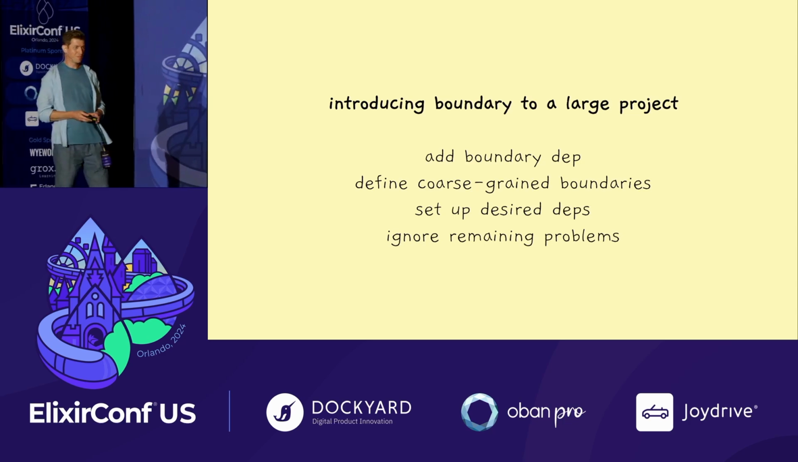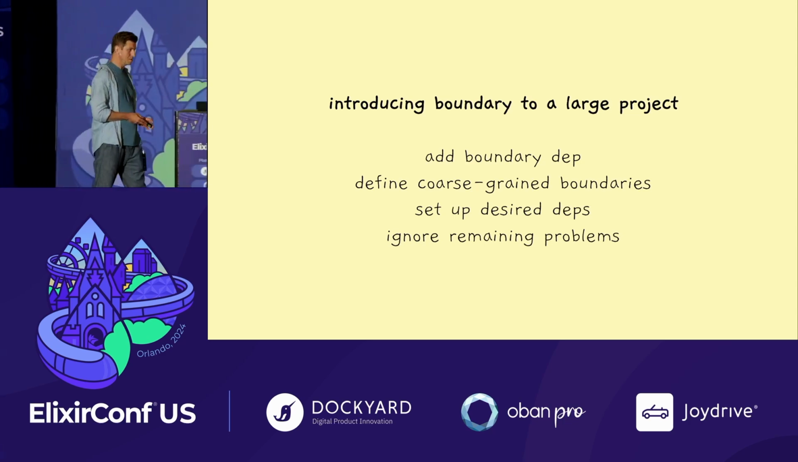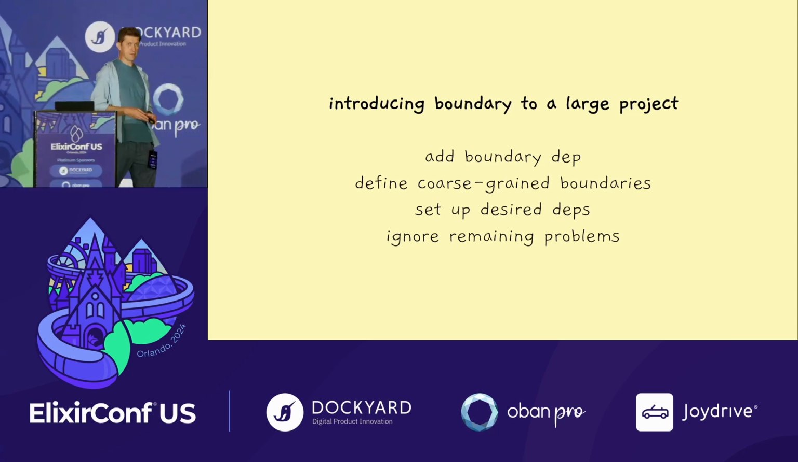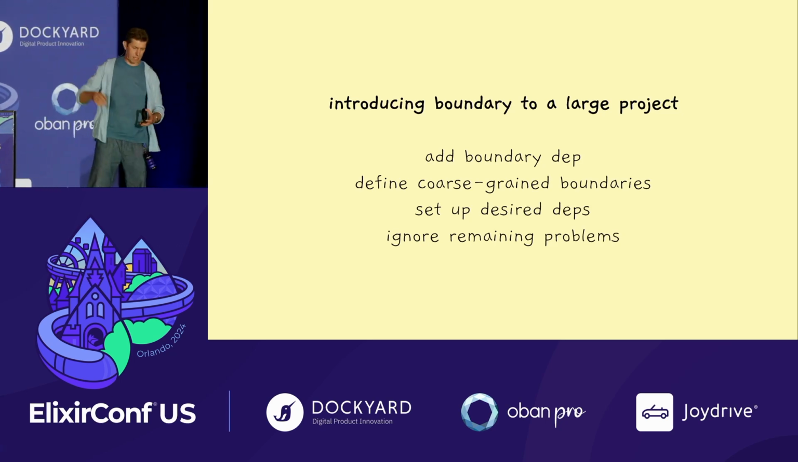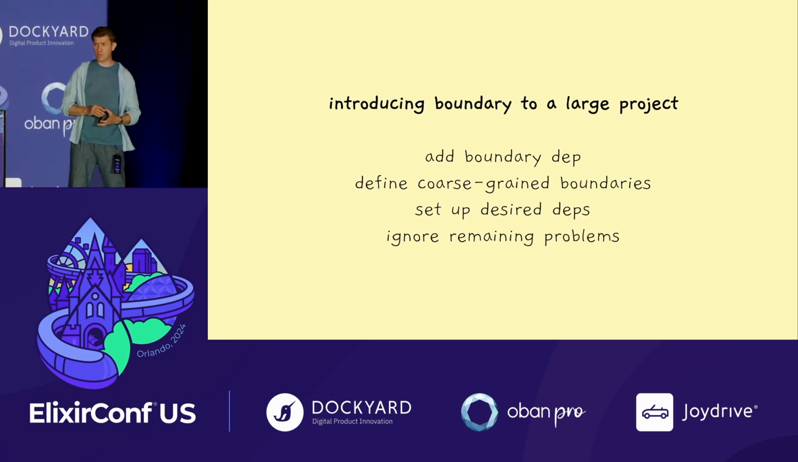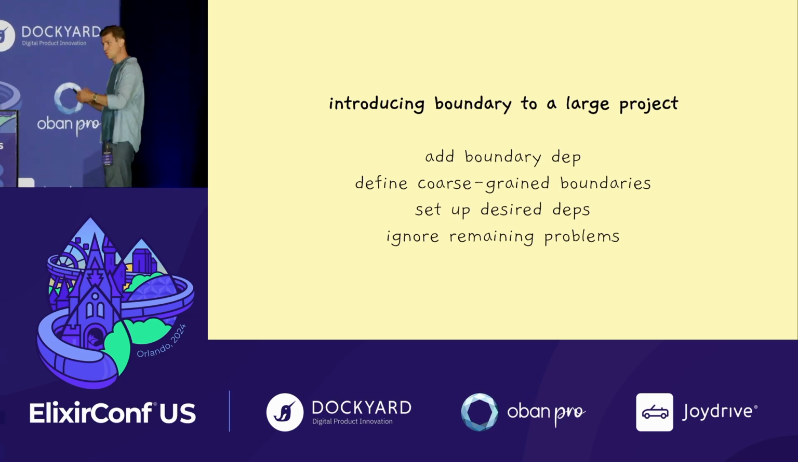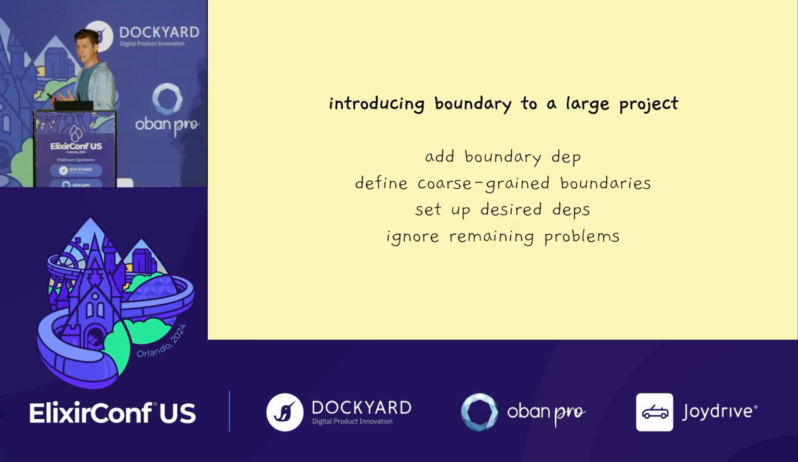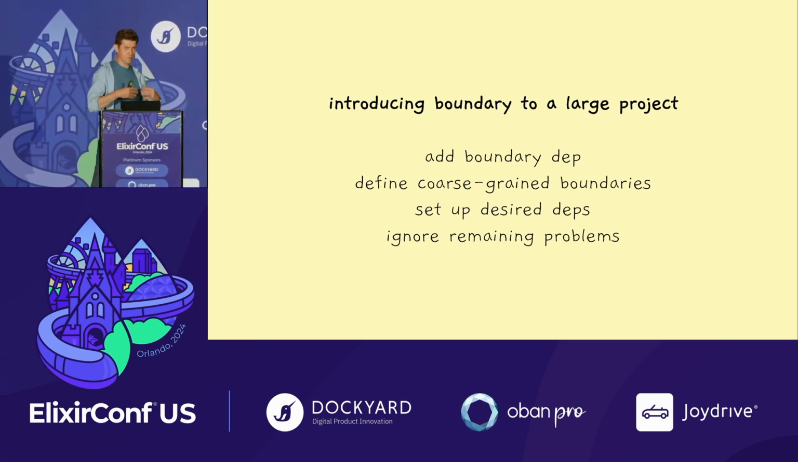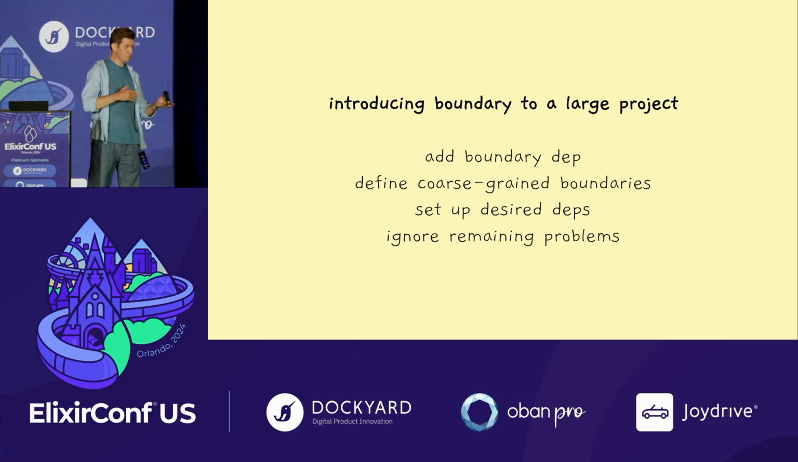You add a boundary dependency, you set up a boundary compiler, you're going to get some warnings about unclassified modules, you define your top-level boundaries, you set up the desired web depths, such as from web to business and so on, and then you're going to end up with a few thousand additional warnings, and you're going to ignore those warnings. And that's fine. You're not going to be any worse than you were. You're already better than you were, right? But you're going to ignore those other problems.